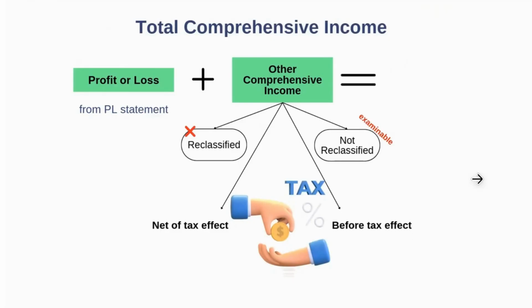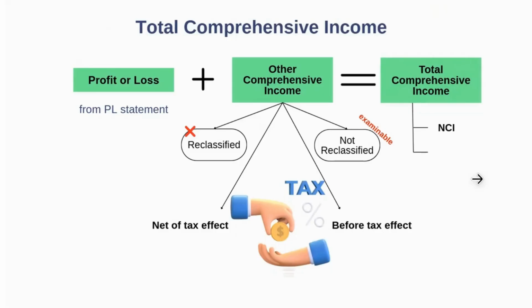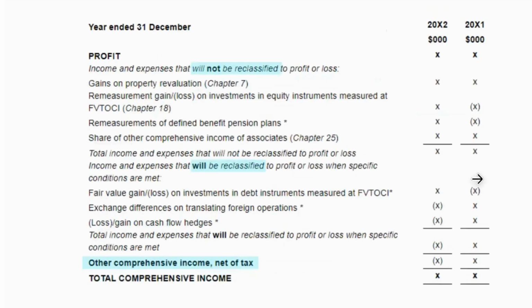So if we add profit or loss and other comprehensive income, we have total comprehensive income. Also, we should divide it into two categories, those attributable to non-controlling interest and those attributable to the owners of the parent. So let's look at the example of total comprehensive income, or the comprehensive income statement.